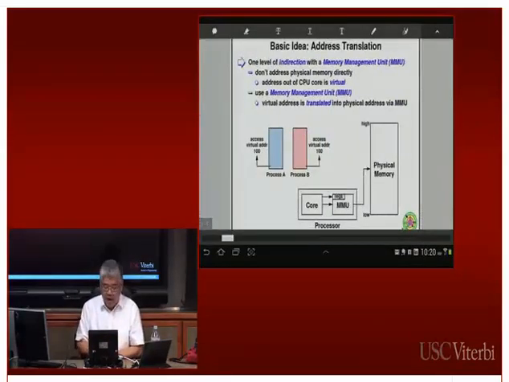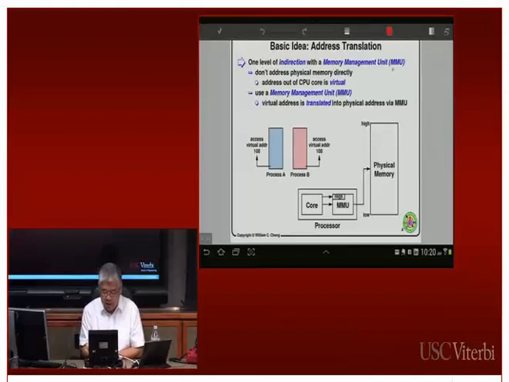All right. So the basic idea is that we have to do this address translation, right? It's one level of indirection, and there's a piece of hardware that's doing this address translation. That's called the memory management unit, or MMU.